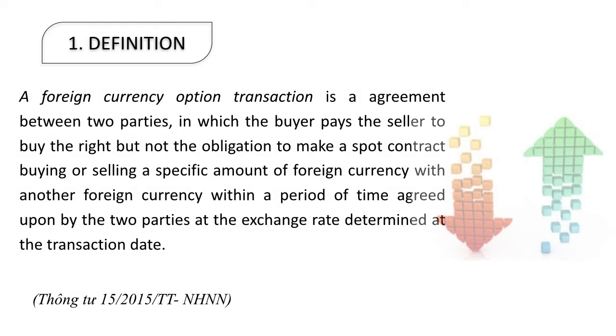The central bank describes a foreign currency option transaction as an agreement between two parties, in which the buyer pays the seller to buy the right, but not the obligation, to make a spot contract, buying or selling a specific amount of foreign currency with another foreign currency within a period of time agreed upon by the two parties at the exchange rate determined at the transaction date.